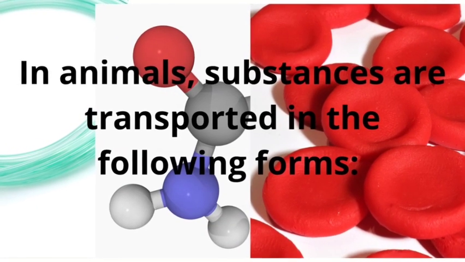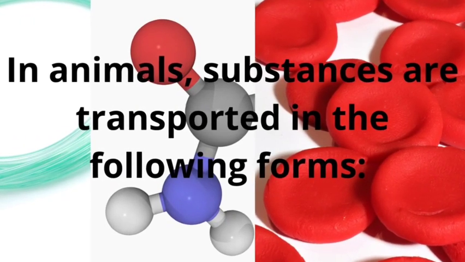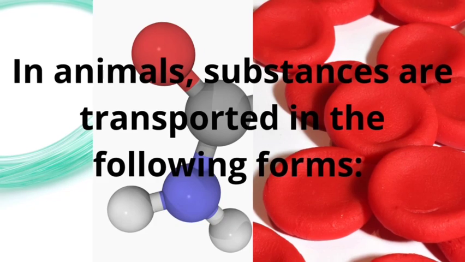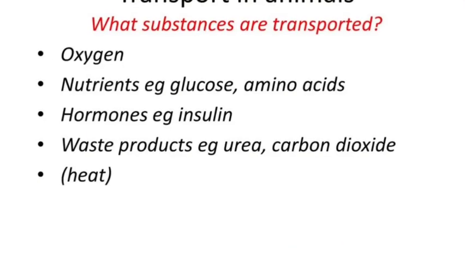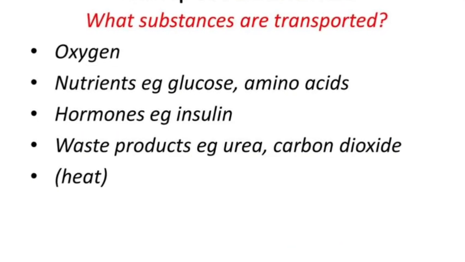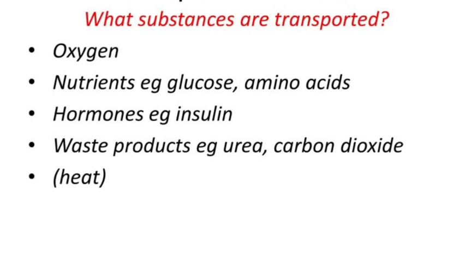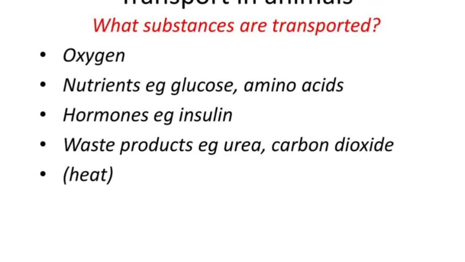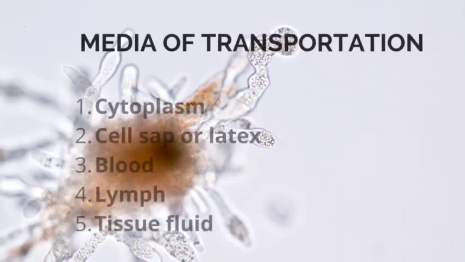In animals, substances are transported in the following forms. The first one is oxygen. Another substance that is transported is nutrients like glucose and amino acids. We also have the hormones, then the waste products like urea and carbon dioxide, and finally heat. These are substances that are transported in animals.